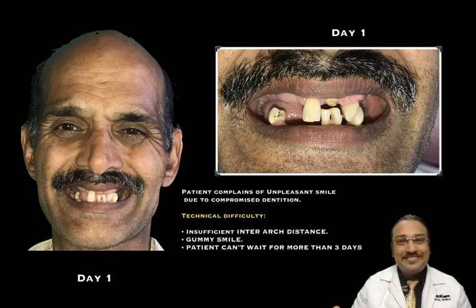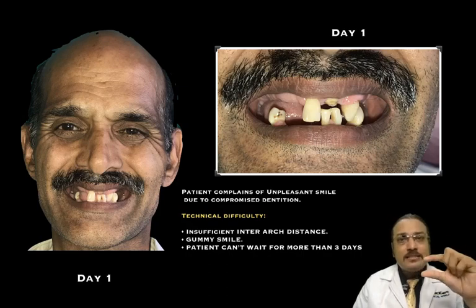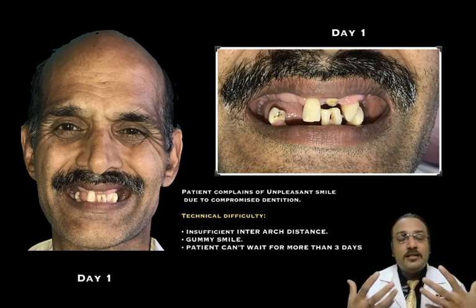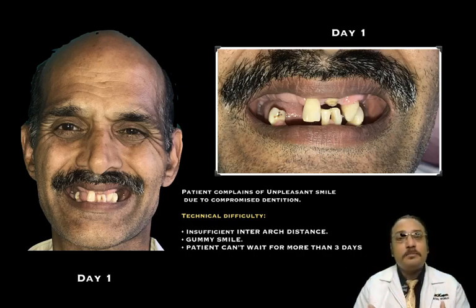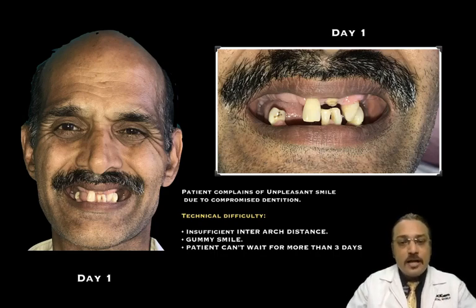So when the patient was smiling like this, there was a lot of display of the gums. The second challenge was that we had very little height to accommodate the teeth between the two jaws, because the space was very less. And the third and most important challenge was that the patient didn't have time. But because of the ABC technique, we could solve his problems in 3 to 5 days.